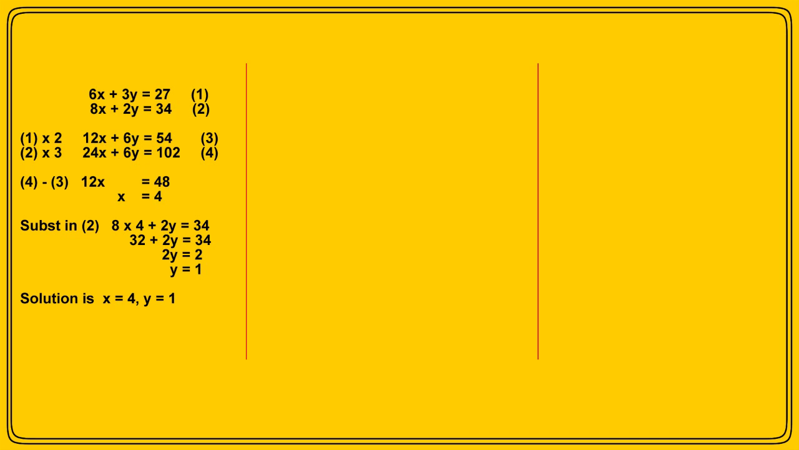Firstly, we subtracted the two equations because the coefficients of y were both positive. If one had been positive and one negative, we would have added the equations. So let's see that working. Here we have two new equations.